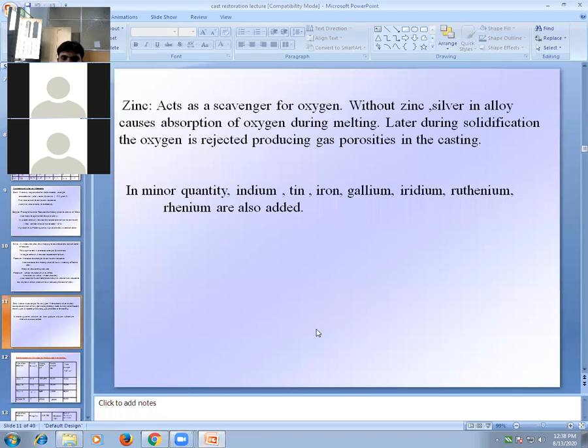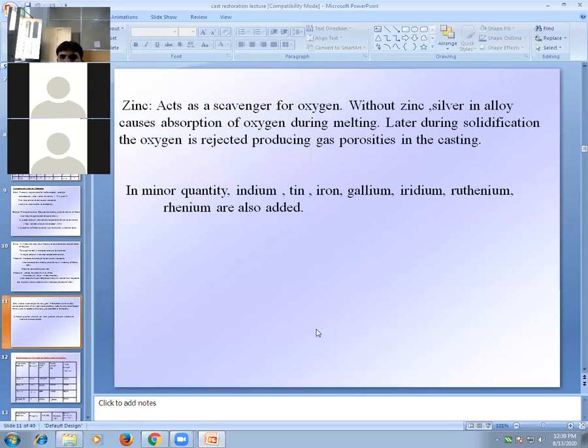So then last is zinc. Zinc acts as a scavenger for the oxygen. What is meant by scavenger? Scavenger means here zinc readily undergoes oxidation and prevents the oxidation of other elements. Right? So without zinc, the silver alloy causes the absorption of oxygen during the melting. It is the same as what you see in the amalgam, right? There also zinc acts as a scavenger. Here in cast metal also it acts as a scavenger.